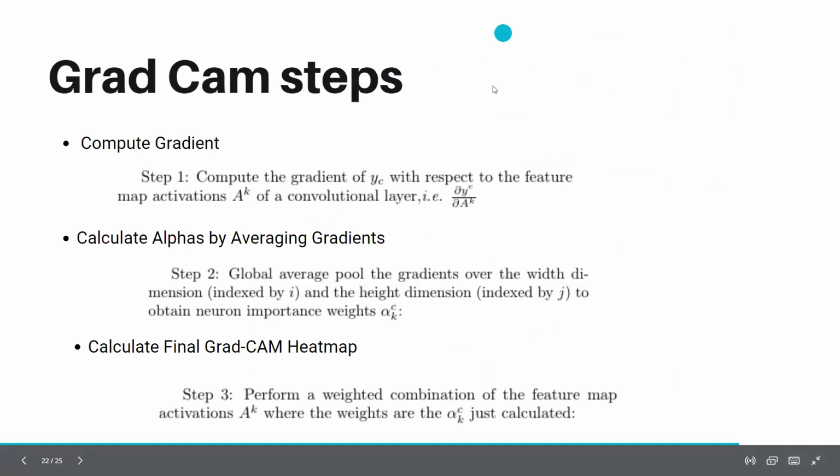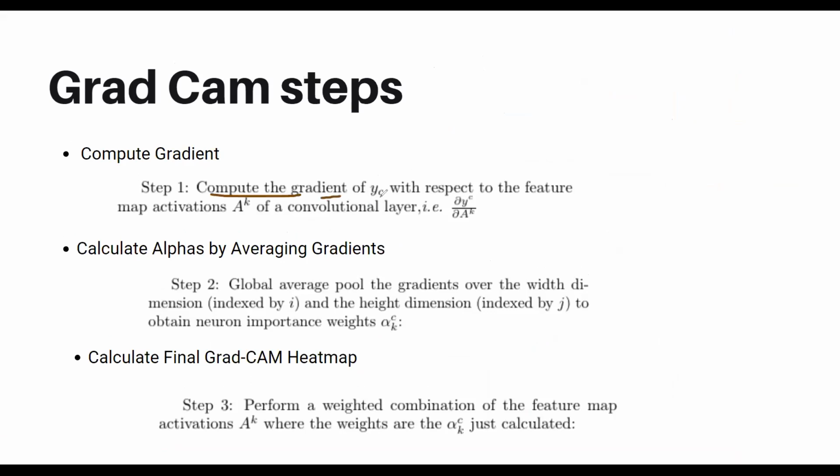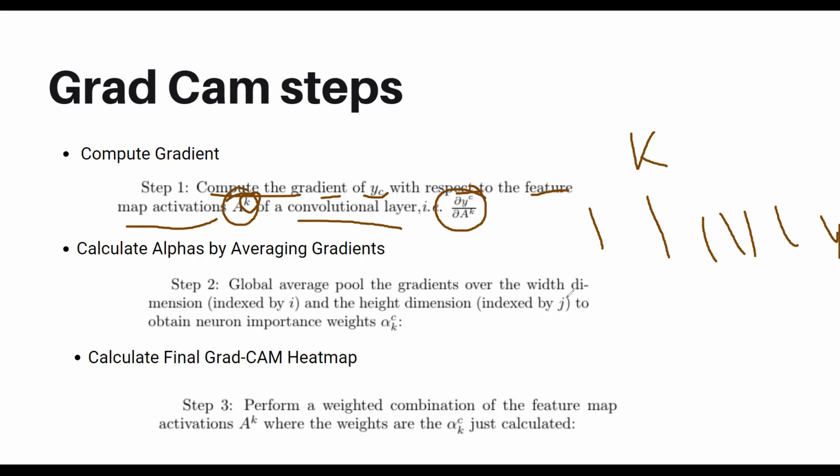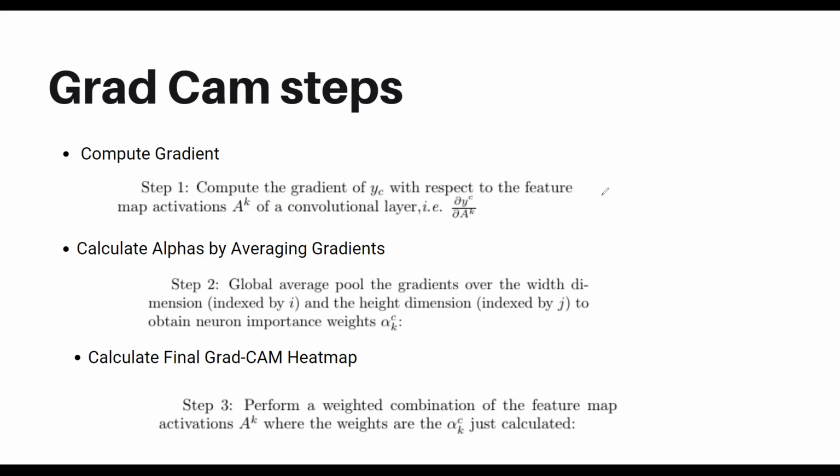Let's go through it in steps. The first step is to compute the gradient of a certain class with respect to the feature map activations, the final layer of feature map activations of a convolutional layer. So basically, we're going to calculate this one. Here, as you can see, we can take any K, any feature map we would like. So for example, we have convolutional 1, convolutional 2, 3, 4, 5, 6, 7, 8, 9. But usually what people like to do is to take the last layer because it contains the most information. But again, the algorithm works however you want. You can easily calculate the derivative of layer 1 as you can calculate the derivative of layer 15.